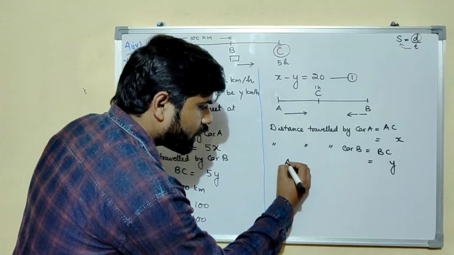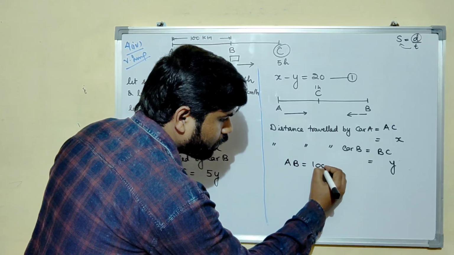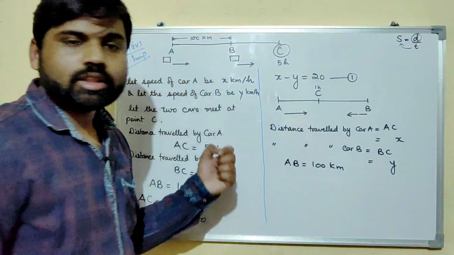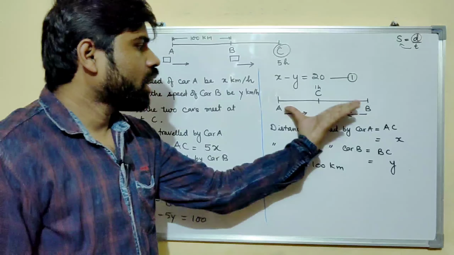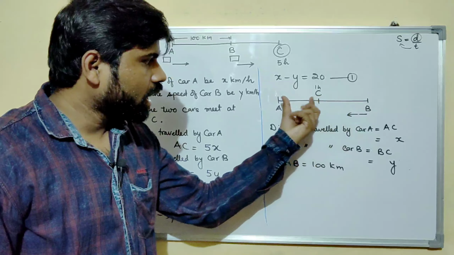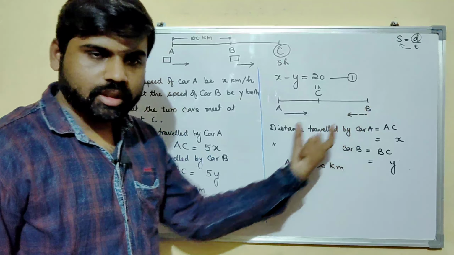Now as you know that AB equals 100 km, right? So let us split the AB this time. You can write AB as AC plus CB.